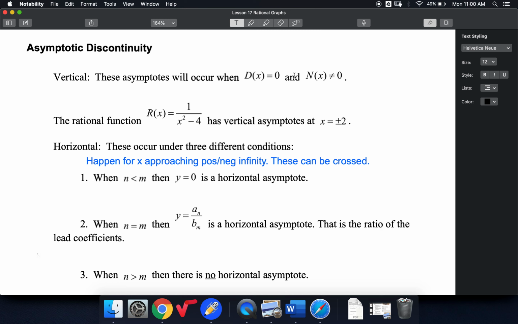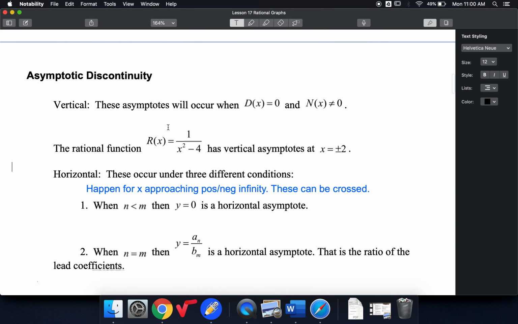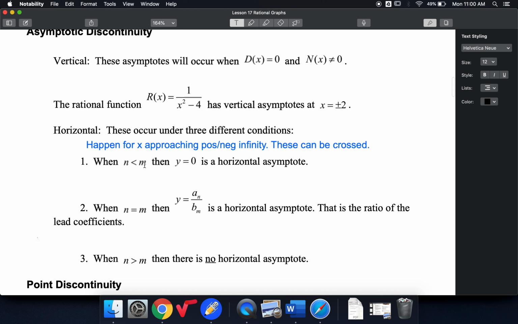So, looking up here, my degree of the numerator is n, and the degree of the denominator is m. If the degree of the numerator is less than the degree of the denominator, then y equals 0 is my horizontal asymptote. Sometimes I abbreviate this as HA. If the power of the numerator is equal to the power of the denominator, then the ratio of their leading coefficients is my horizontal asymptote.